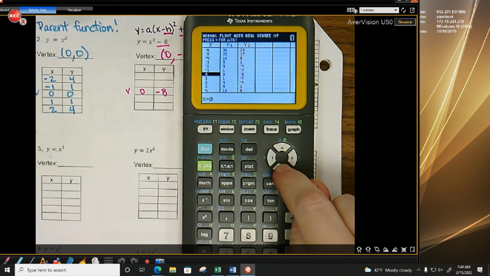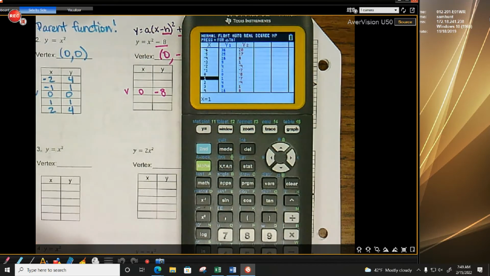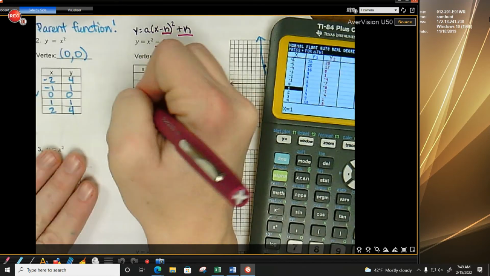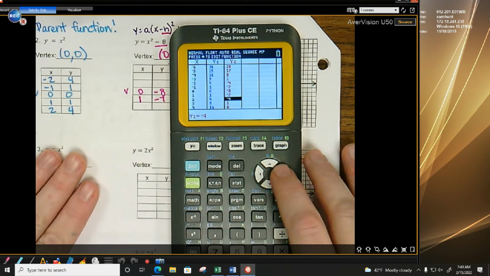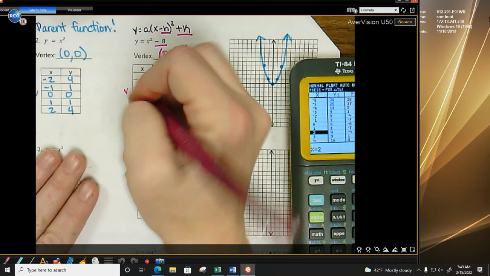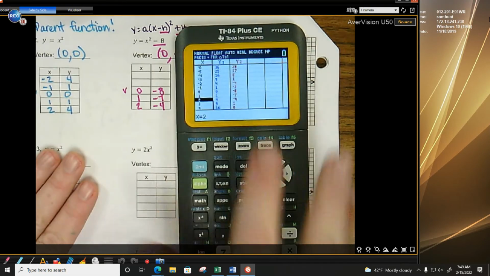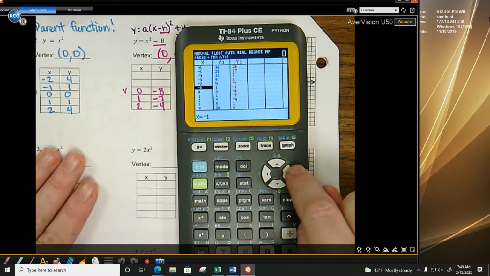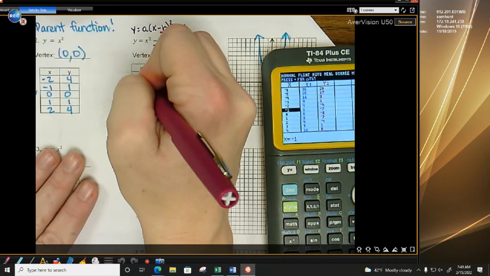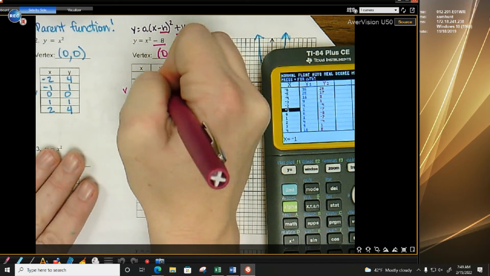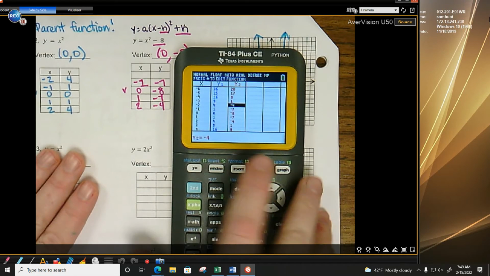What's right below 0, -8? 1, -7. What's right below 1, -7? 2, -4. Okay, what's right above 0, -8? -1, -7. And what's right above -1, -7? -2, -4.